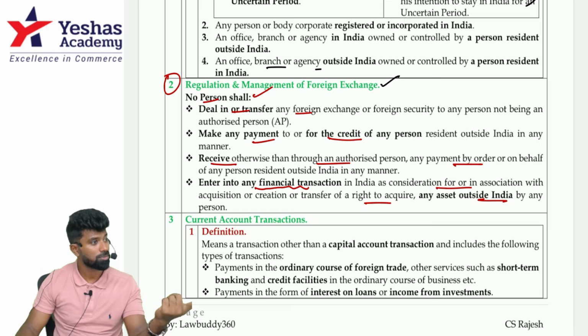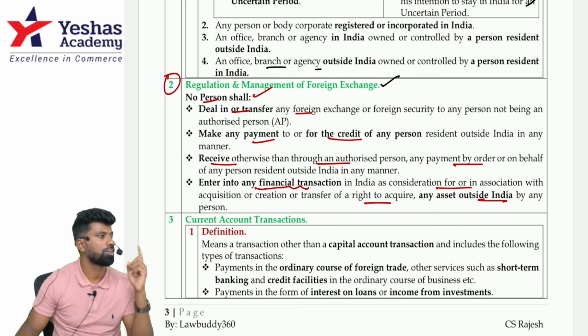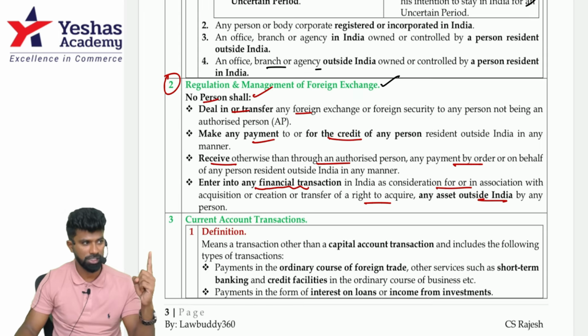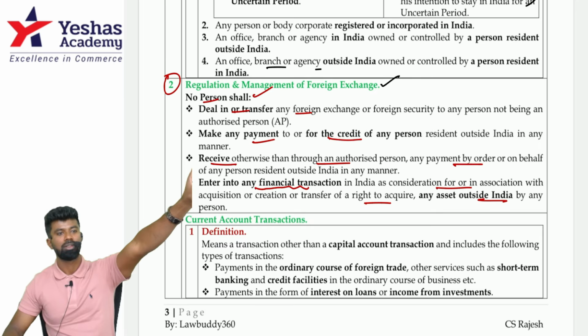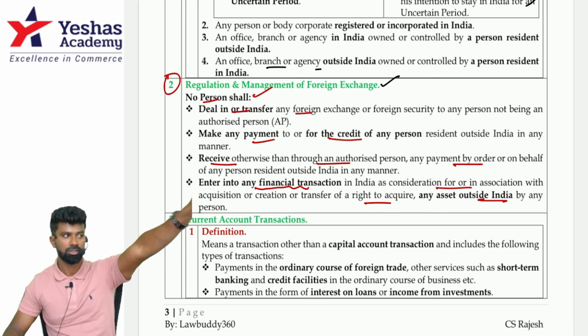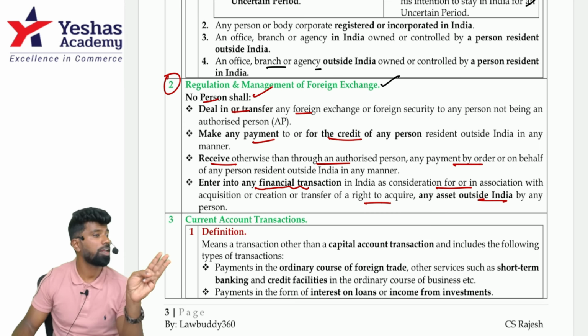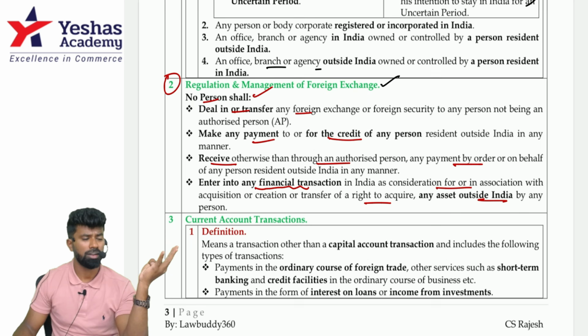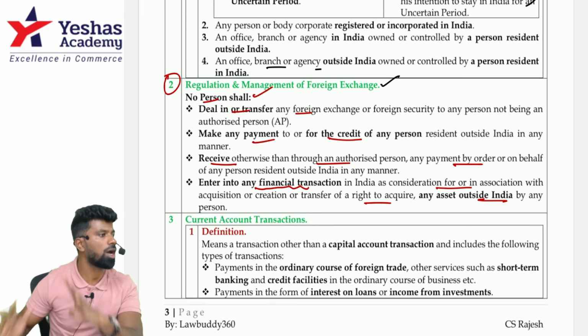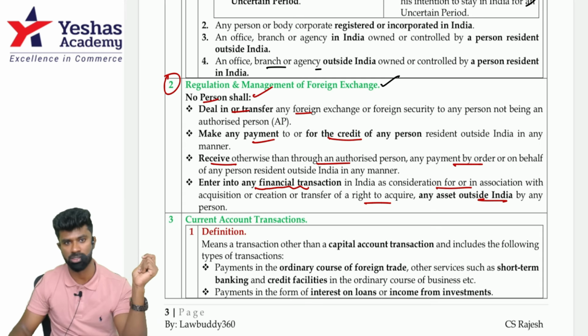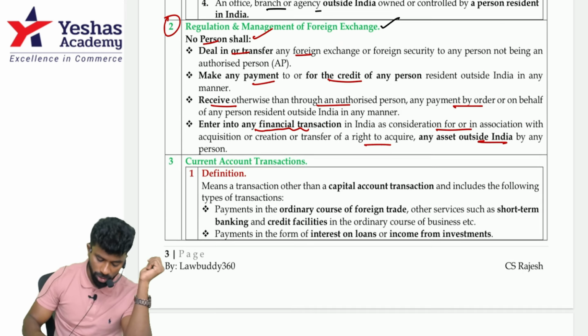Regulation of what exchange? Foreign exchange. Repeat. What is the first definition? What we discussed till now. What is the first one? Foreign exchange. Second one, foreign security. Third one, person resident in India. Fourth one, person. Fifth one, sixth one, regulation of foreign exchange. By the time I finish this chapter, you should be in a position to answer all my questions. Are you guys clear with this? Yes or no?